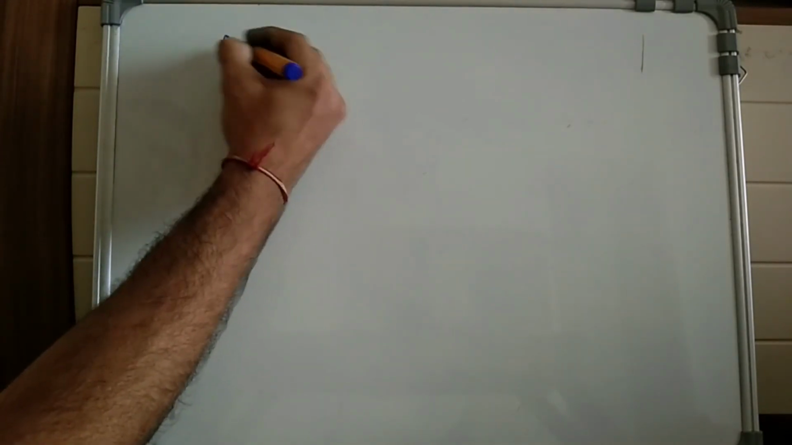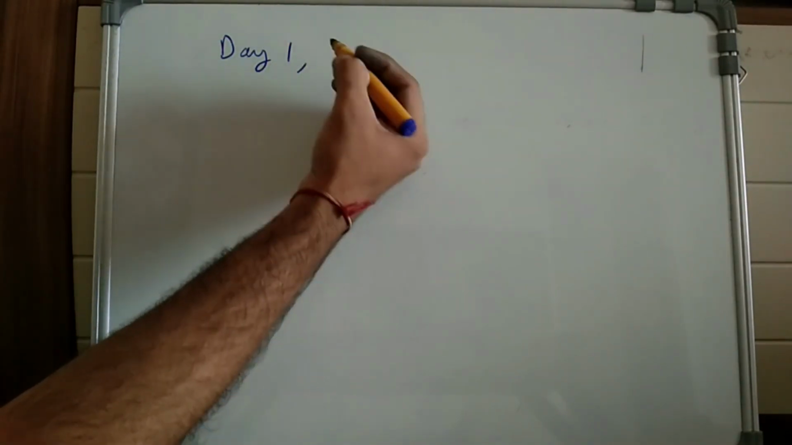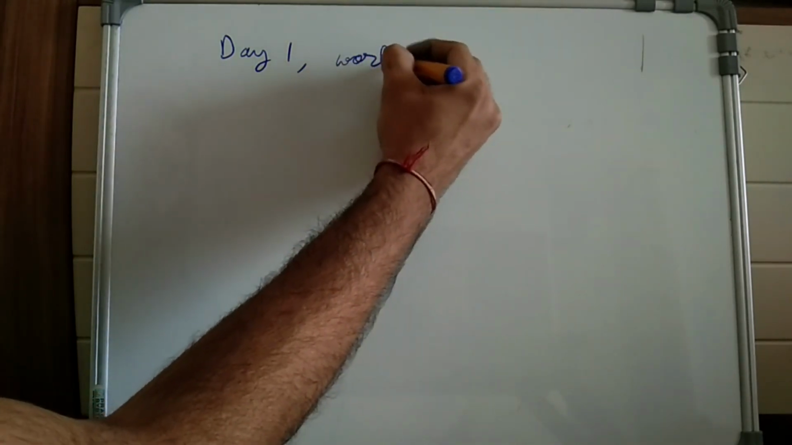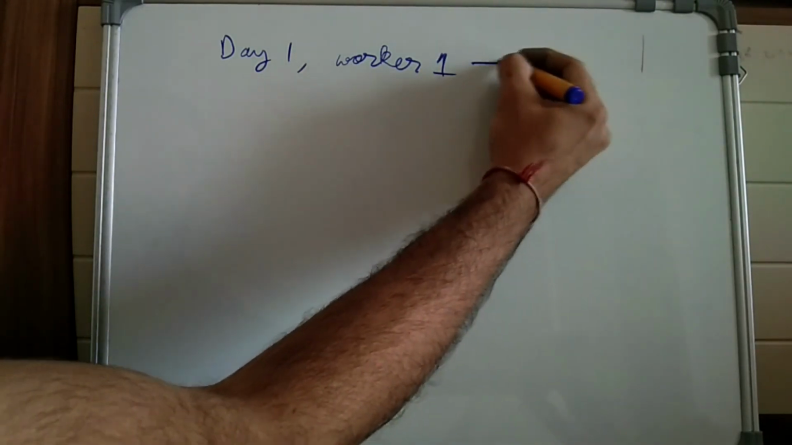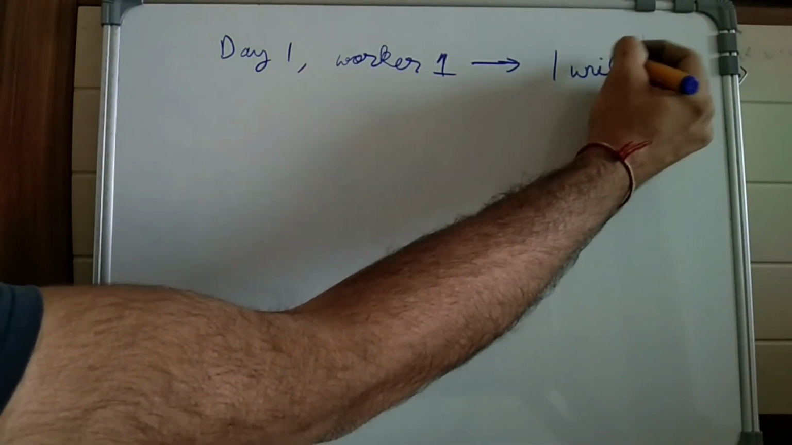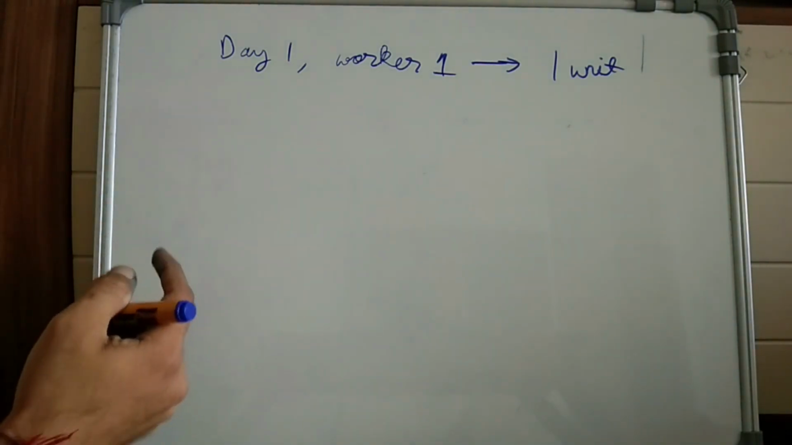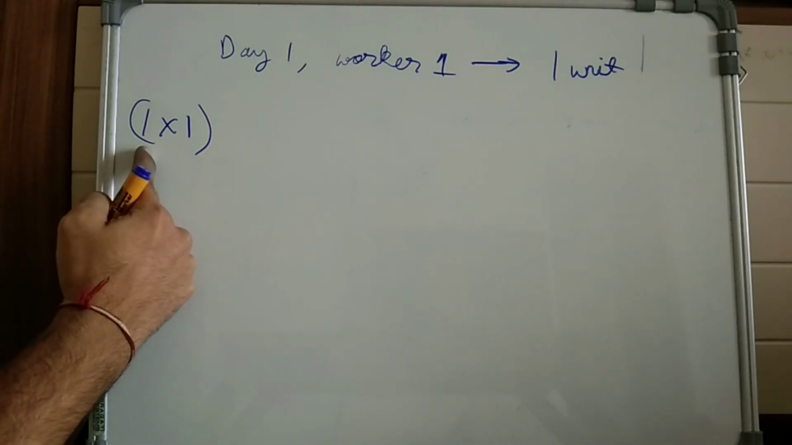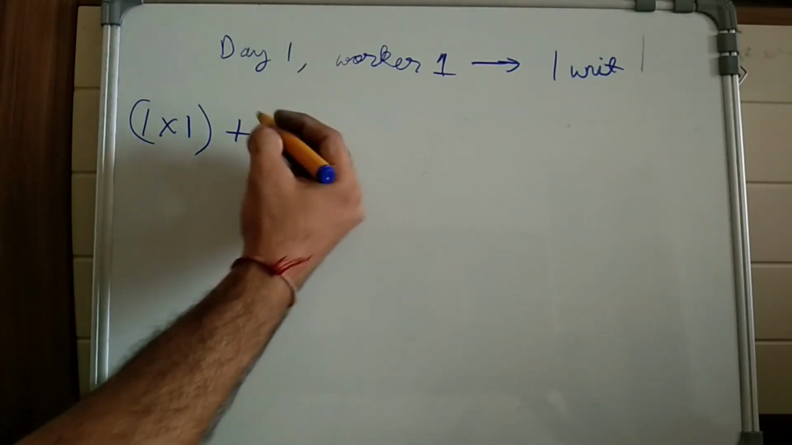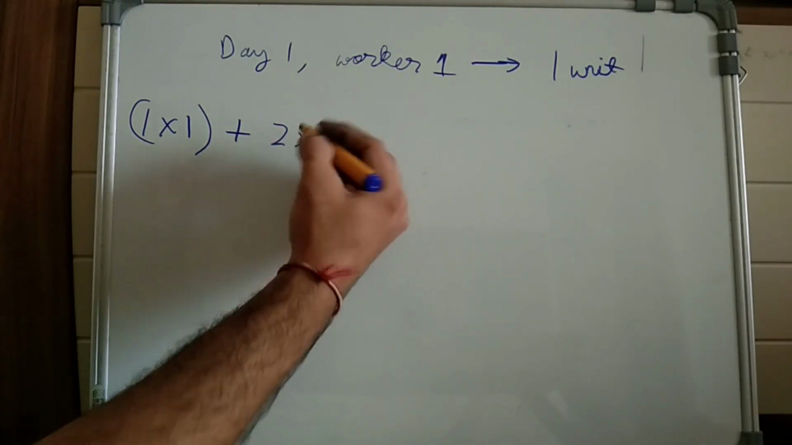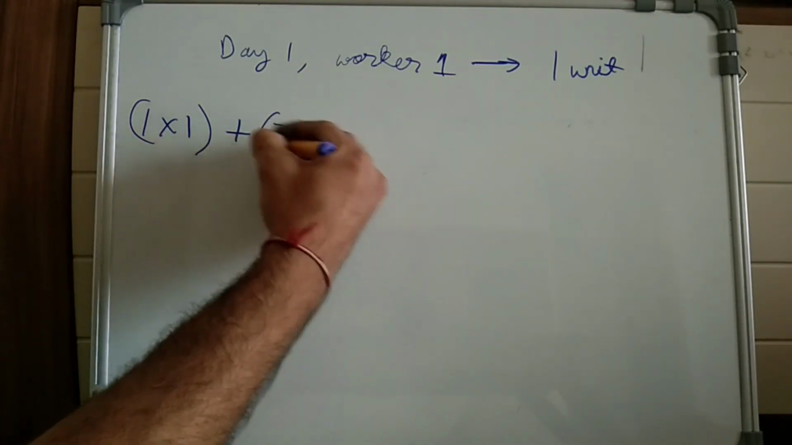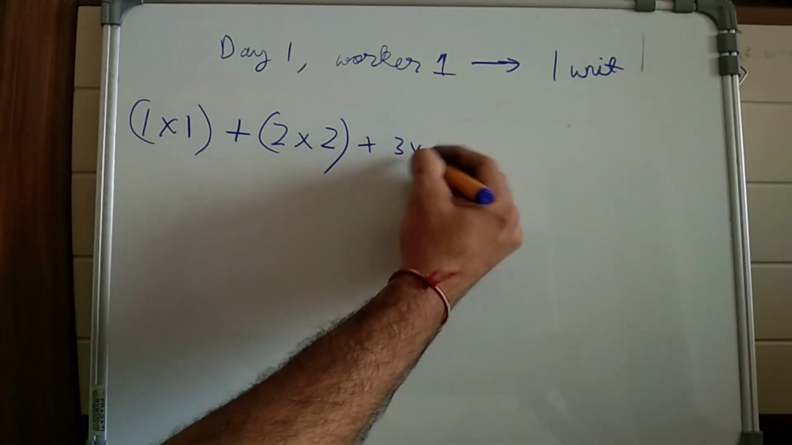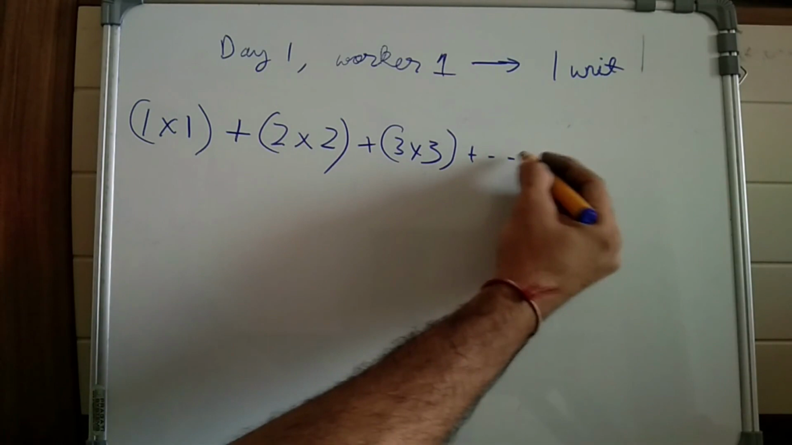On day 1, worker 1 has an efficiency of 1 unit. So on the first day he will be doing 1 into 1. This is workers, this is efficiency. Plus on the second day there will be 2 people into twice the efficiency. So this is workers, this is efficiency. Similarly 3 into 3 on the third day, all the way up to n days.